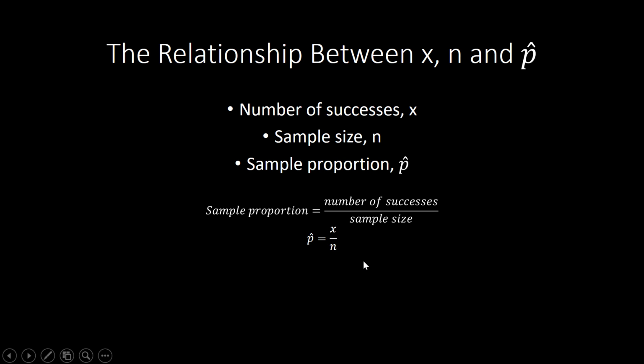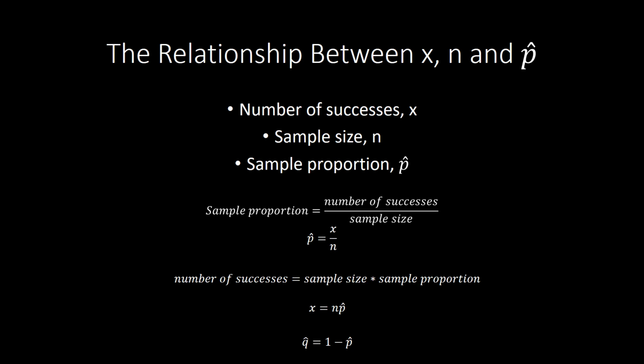We can rearrange this equation by multiplying both sides by n, the sample size, and when we do that, we find that the number of successes x is equal to the sample size n times p hat, the sample proportion. One other equation to keep in mind and have in your notes is that q hat, the proportion of failures, is equal to 1 minus p hat.